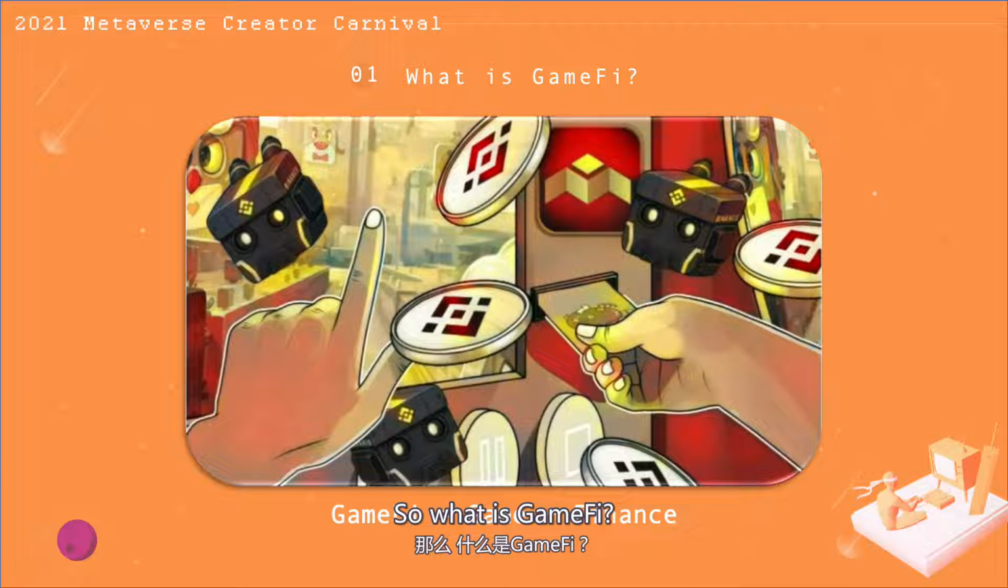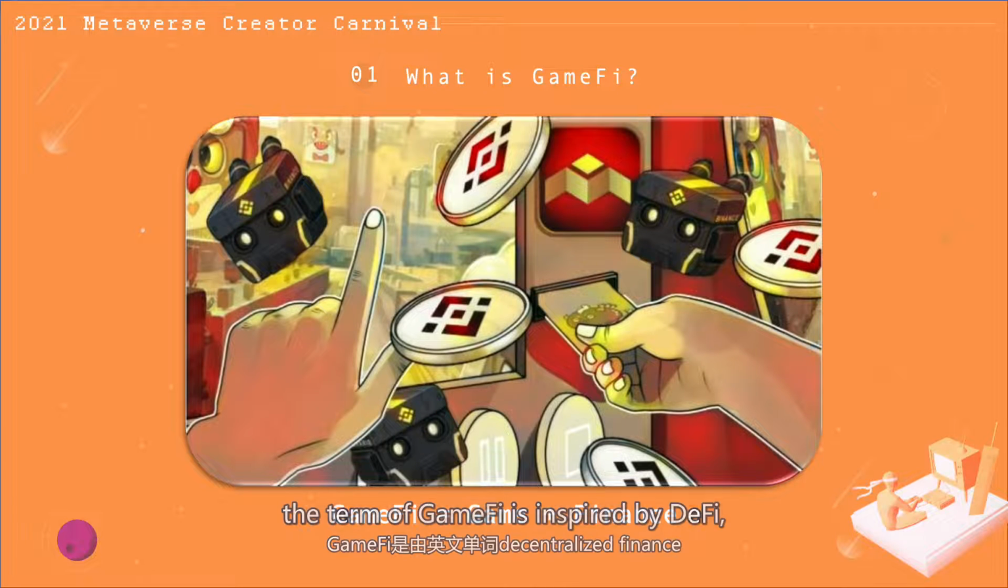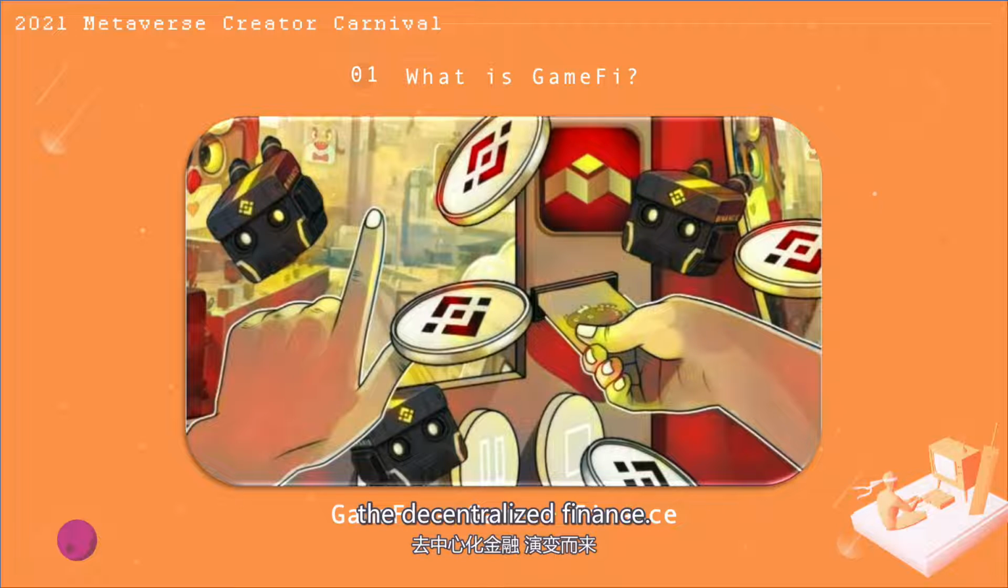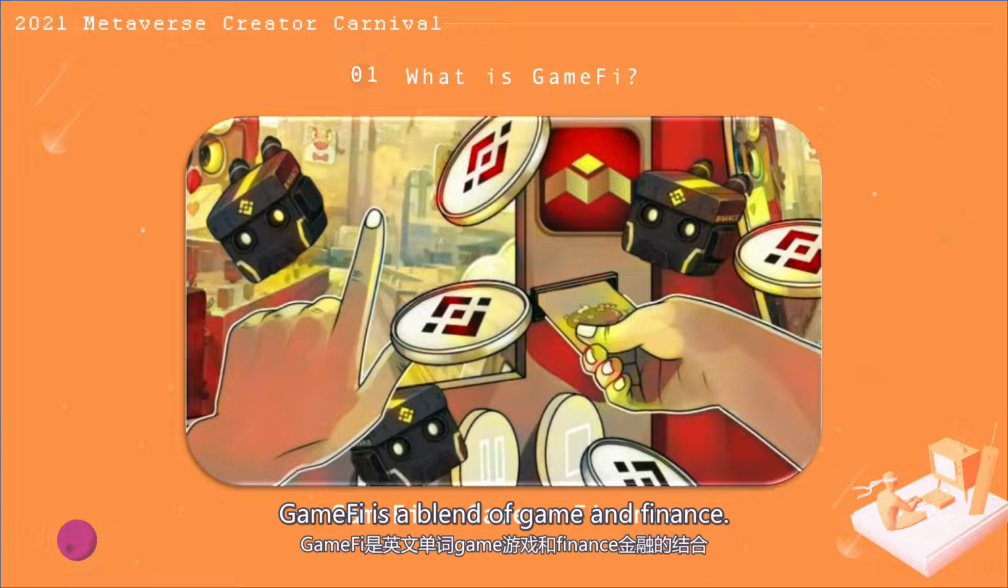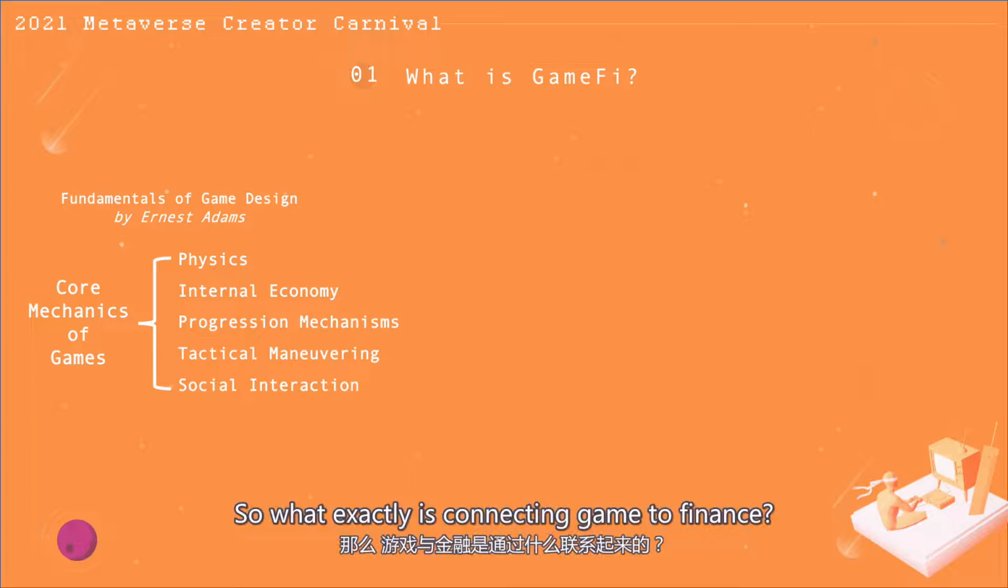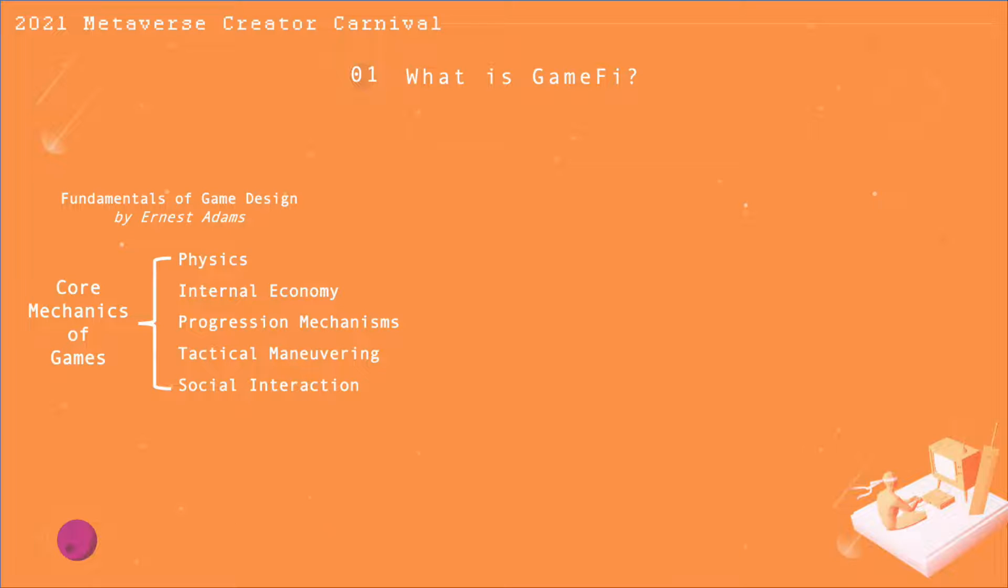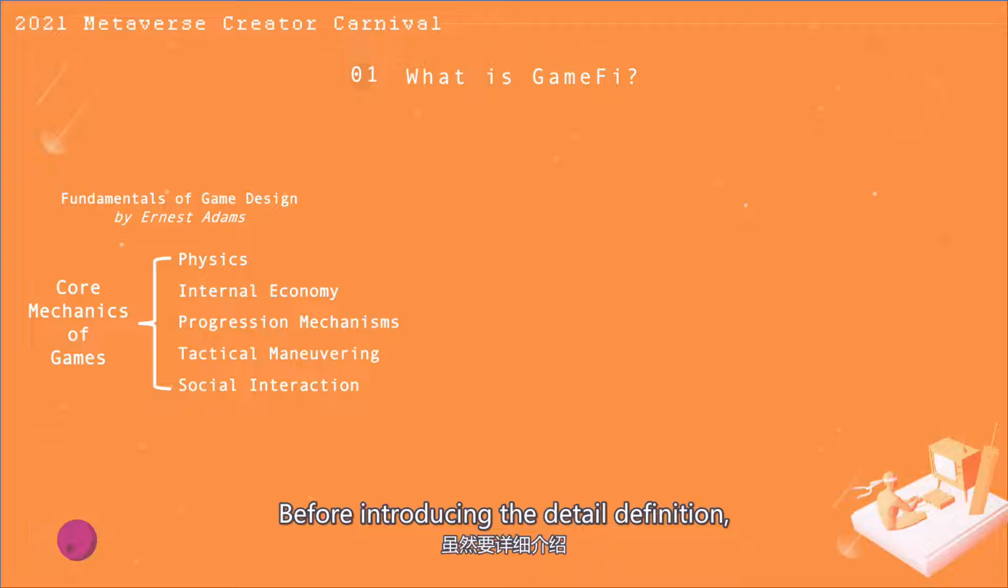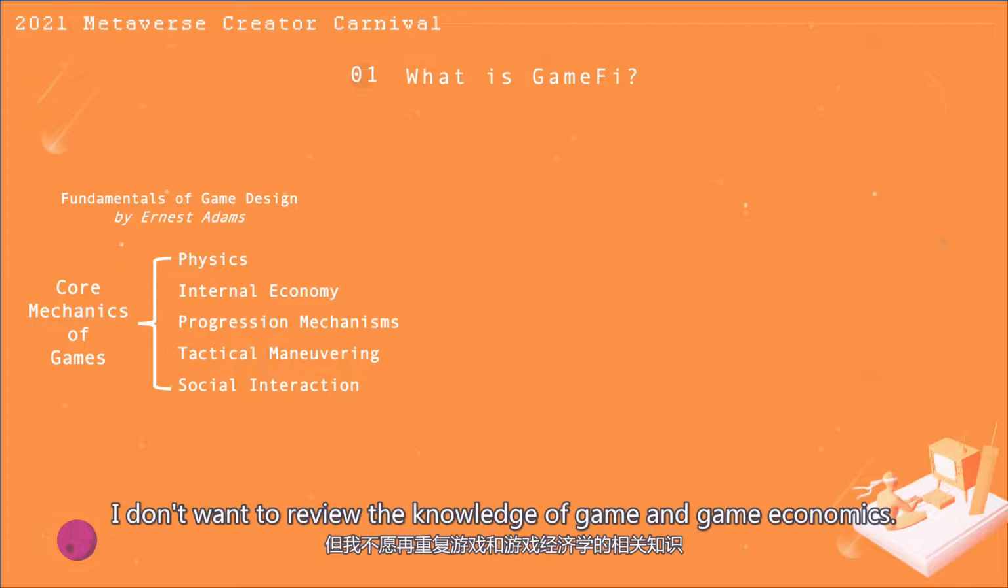So what is Gamefi? Apparently, the term Gamefi is inspired by DeFi, the decentralized finance. Of course, it is a bit different here. Gamefi is a blend of game and finance. So what exactly is connecting game to finance? Before introducing the detailed definition, I want to review the knowledge of game and in-game economics.